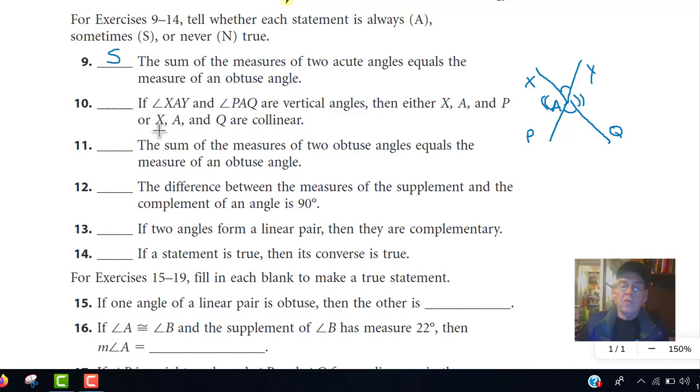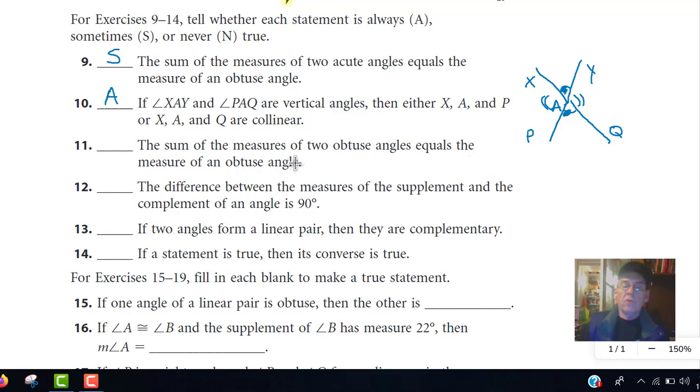Then let's see. So if these are vertical angles, XAY and PAQ, then either XA and P, or XA and Q are collinear. Now XA and Q turn out to be collinear on this one, so I'm going to say that's an always.